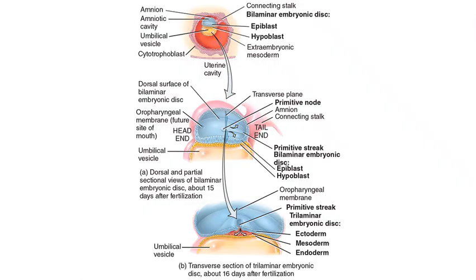Now, about 16 days after fertilization, mesodermal cells from the primitive node migrate toward the head end of the embryo. They form a hollow tube of cells in the midline that's called the notochordal process.